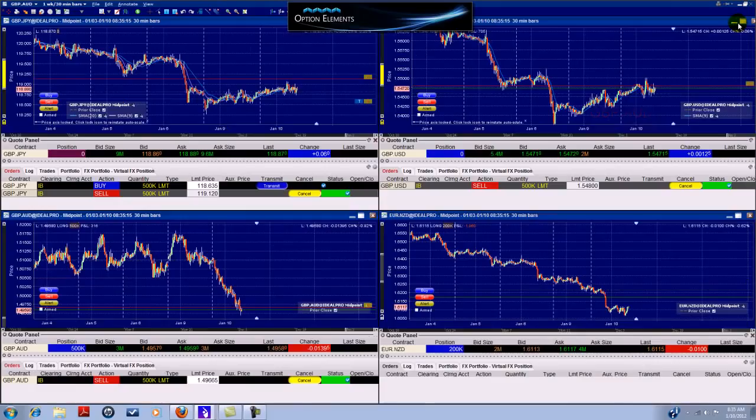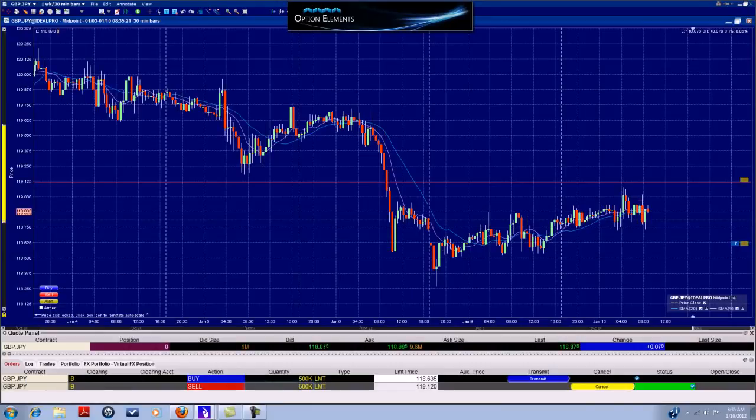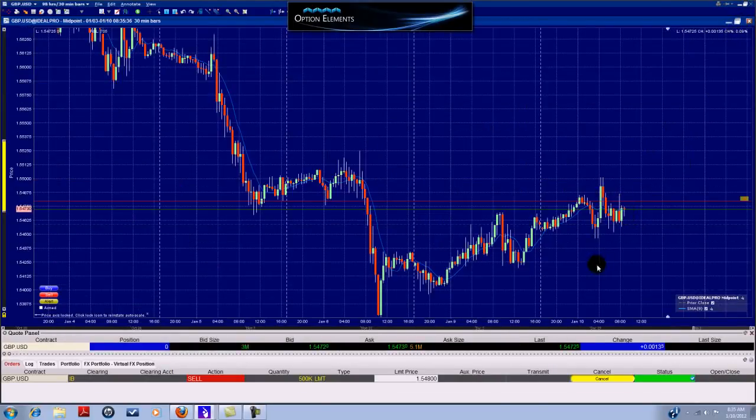In the meantime, I'm going to be hunting around for hopefully some trades today in the Japanese yen right here. Got a sell order, buy order here. That's kind of where I expect the outer rim of the range to be. And the British pound, kind of the same thing. So I'll pause and I'll be back with you momentarily.